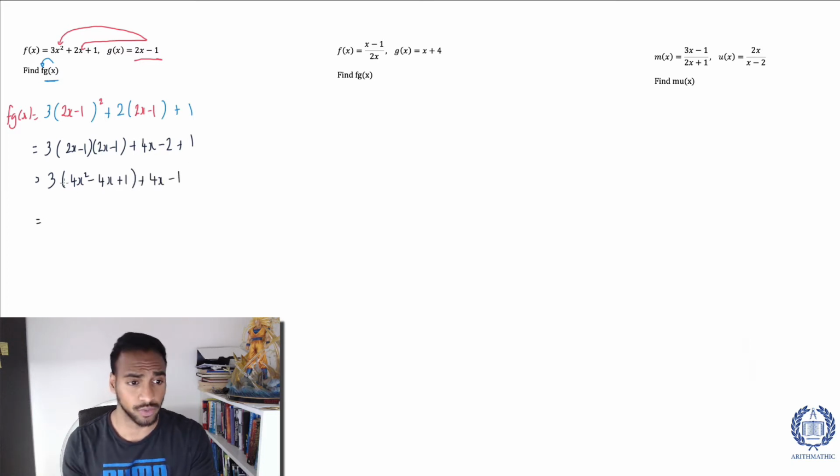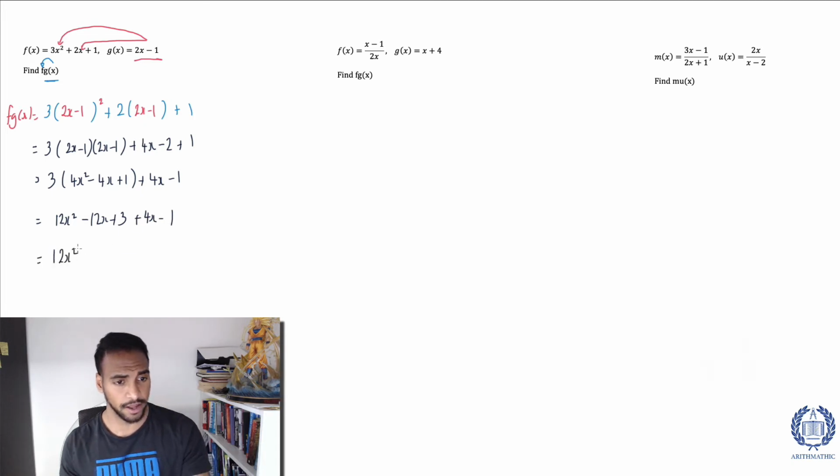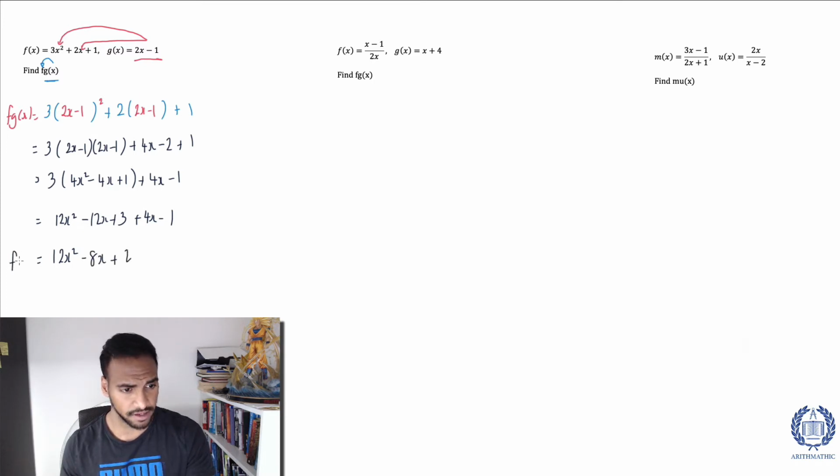And now what we're going to do is times this out. So we're going to say 3 times 4x squared, which is 12x squared, 3 times minus 4x, which is minus 12x, and then 3 times 1, which is 3, plus 4x minus 1. If I simplify this, that gives me 12x squared, minus 12x plus 4x is minus 8x, and then 3 minus 1 is 2. That, ladies and gentlemen, is my fg of x function. That's it. That's the answer.